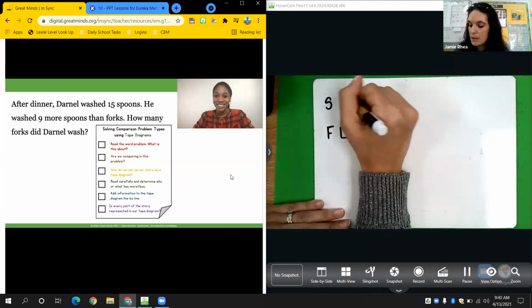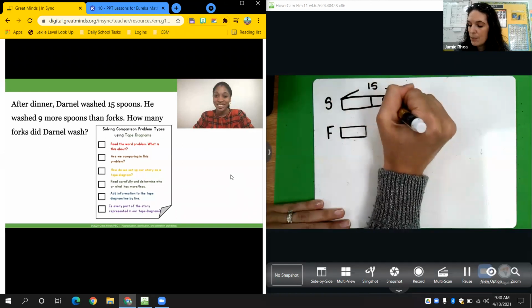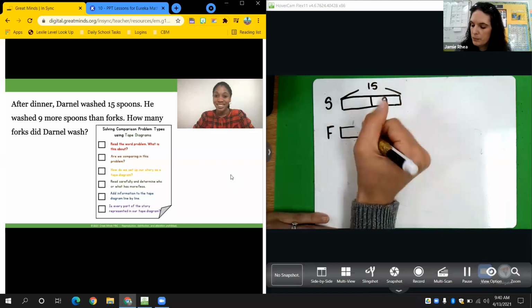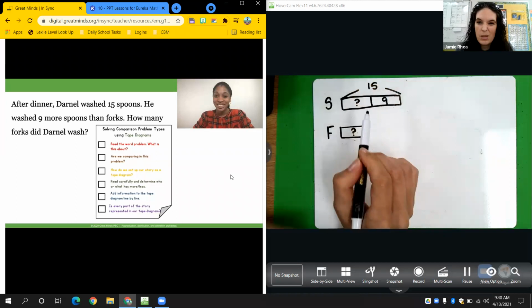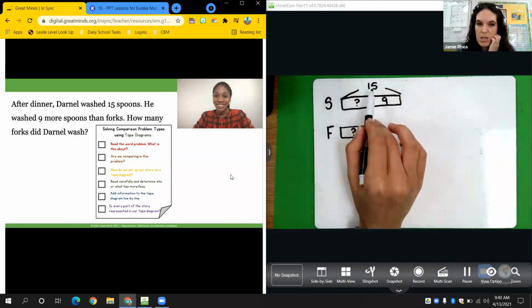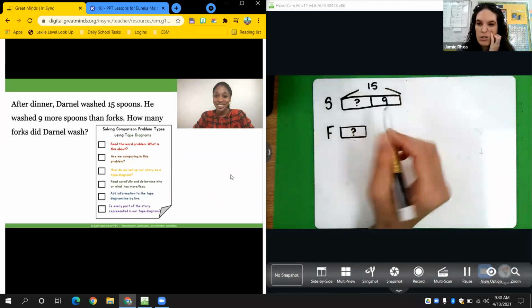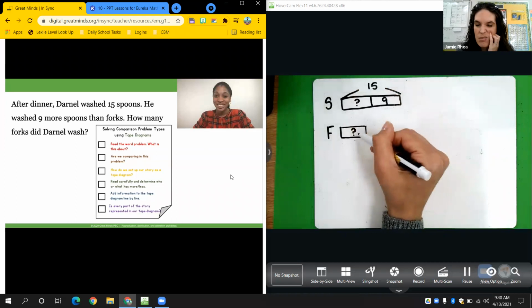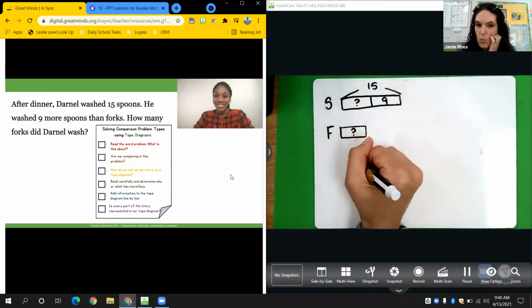But this time it's going to be my total, 15, and 9 more of those. Okay, so all right, now we know that there are 15 spoons that have been washed total. 9 more spoons have been washed than forks. So here's our forks. We don't know how many are there, but we know that there's 9 less forks than spoons.